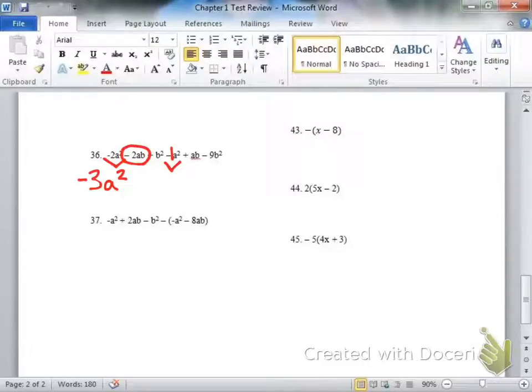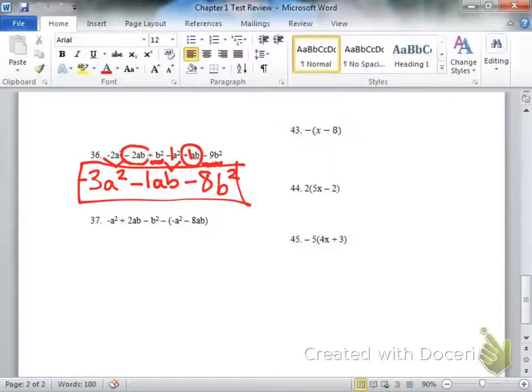So here's negative 2. Again, make sure the negative stays with the 2. Negative 2 plus 1 for my ABs. Careful. Negative 2 plus 1. Negative 1 AB. Very good. Tricky stuff. What sign is that? That's a plus. Okay. Then I have a positive b squared and a negative 9b squared. So that's going to be minus 8b squared. Very tricky one. Any questions?